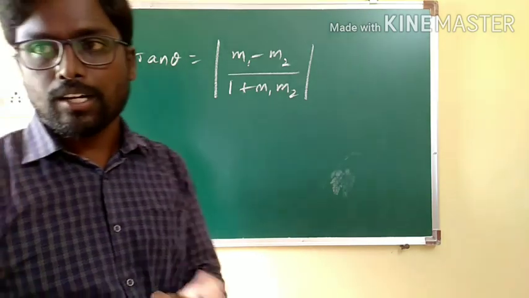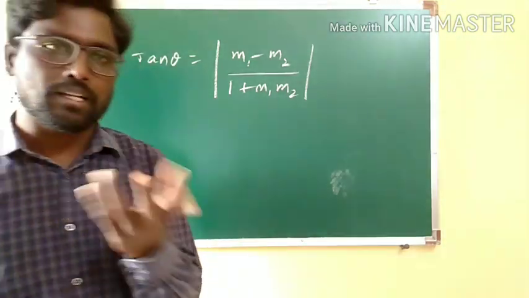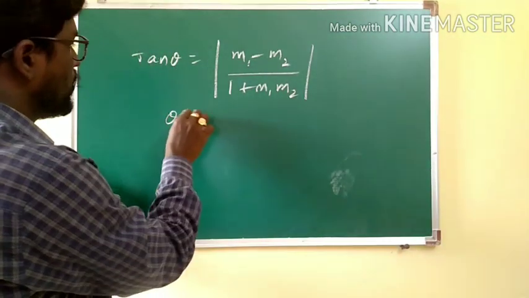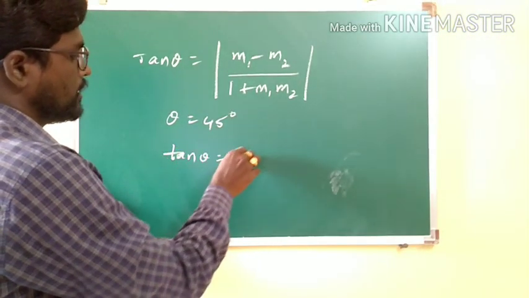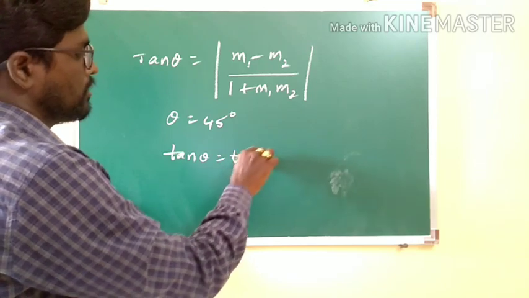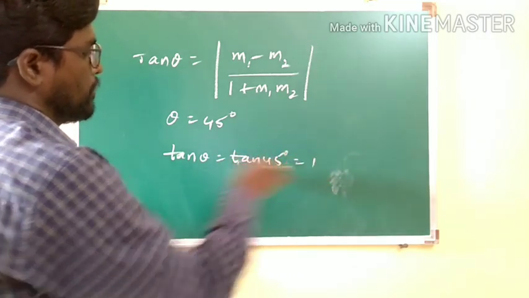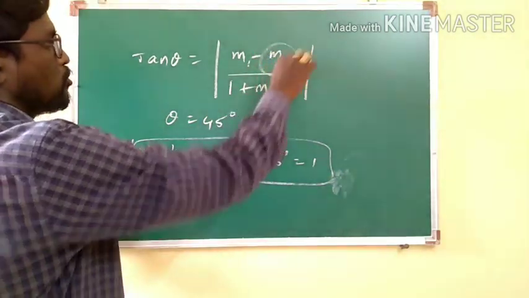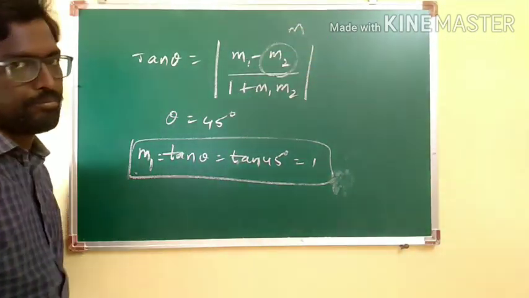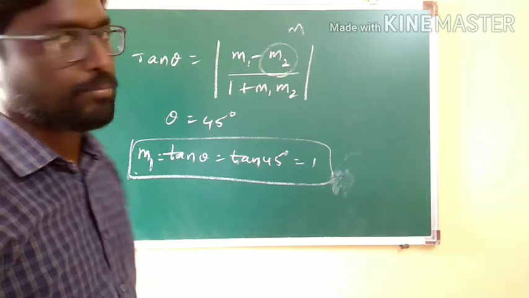So here already you are given with the inclination of one particular line. If theta is equal to 45 degrees, then what is tan theta? Tan theta is equal to tan 45. So what is tan 45? 1. You are supposed to calculate m2, so let it be m. Substitute.